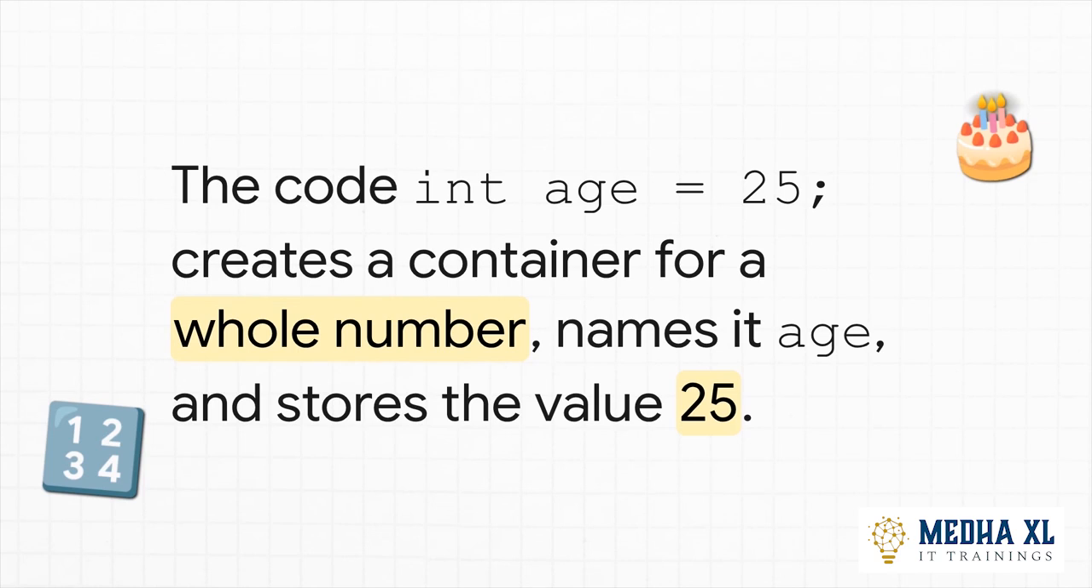Okay, let's see what this looks like in actual code. This single line here is a complete instruction to the computer. It's like we're saying, hey Java, I need a container that's built to hold a whole number. That's the int part. Then I want to label this container age. And finally, please put the number 25 inside it. See? It's really that straightforward.